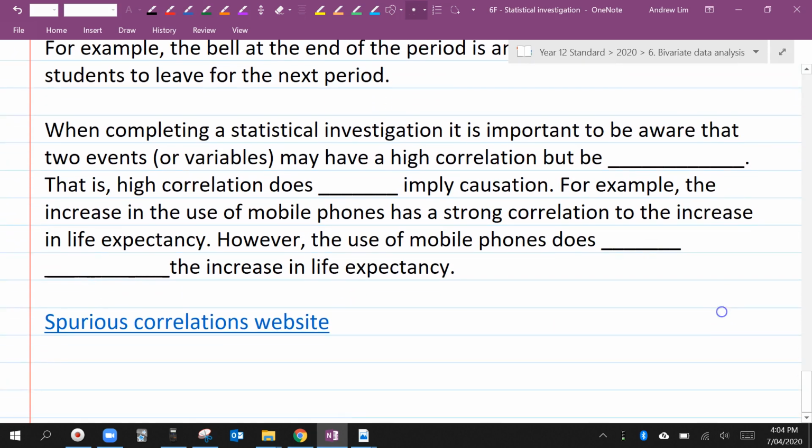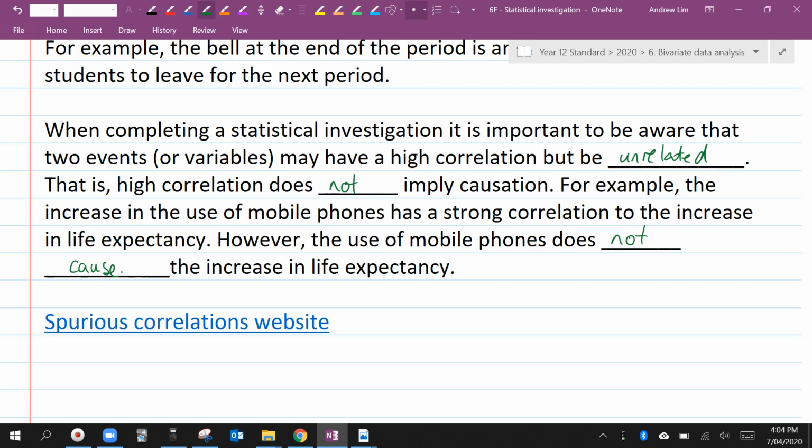So when completing a statistical investigation, it is important to be aware that two events or variables may have a high correlation but be unrelated. That is, high correlation does not imply causation. For example, the increase in the use of mobile phones has a strong correlation to the increase in life expectancy. However, the use of mobile phones does not cause the increase in life expectancy.